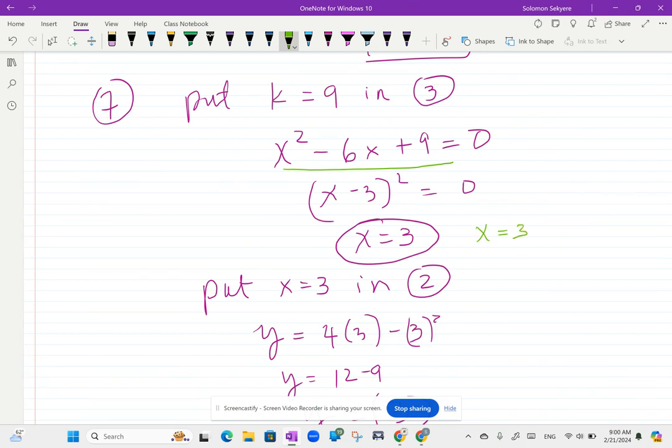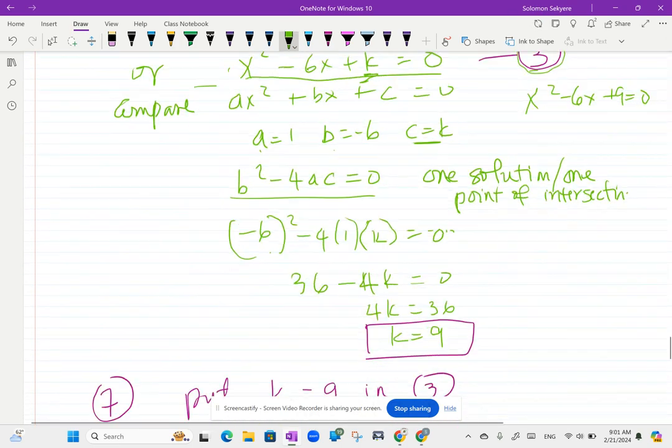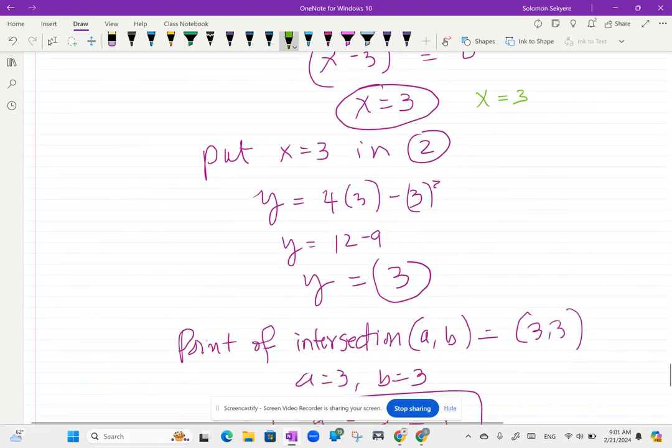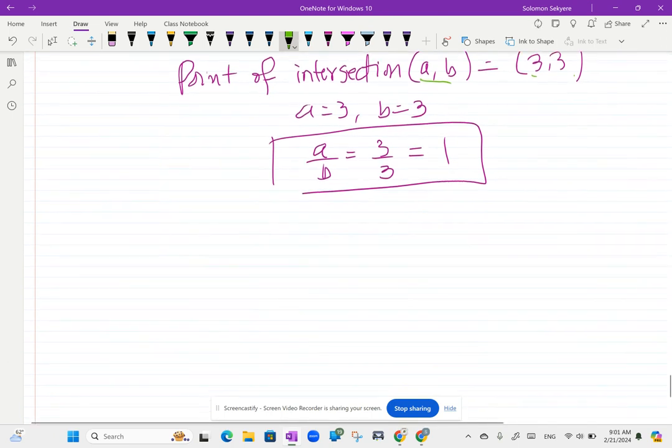Well, now that you have your x equals 3, you can put it in any one of the equations, right? In the linear or the quadratic, whatever is easier for you. Put it in there. It gives you your y value. So your point of intersection (a, b) is (3, 3). That means a equals 3, b equals 3, and a over b is 1.